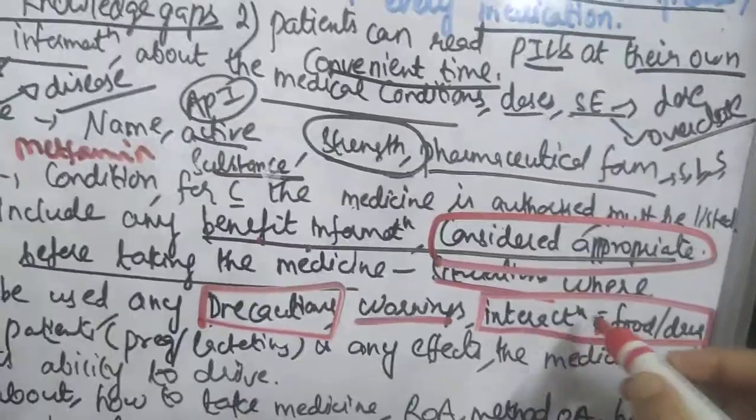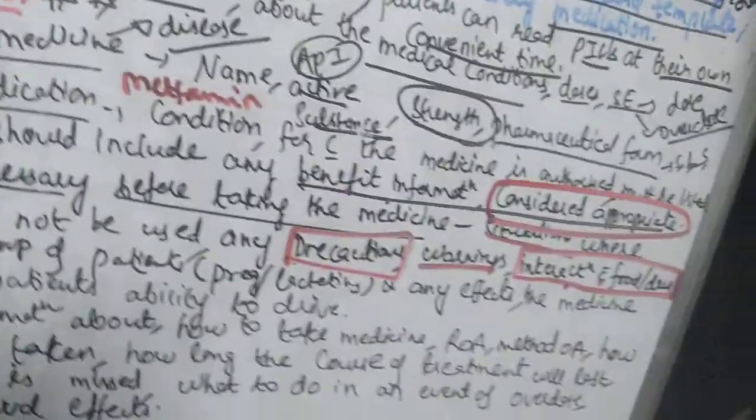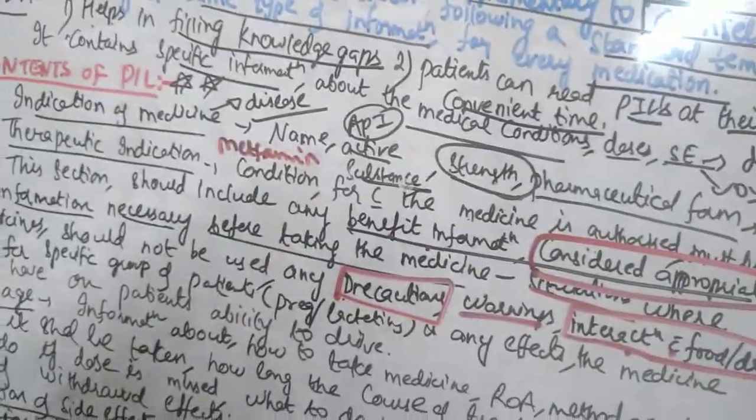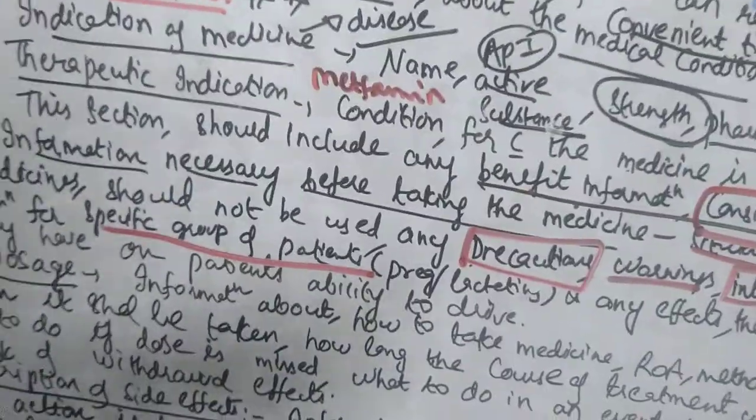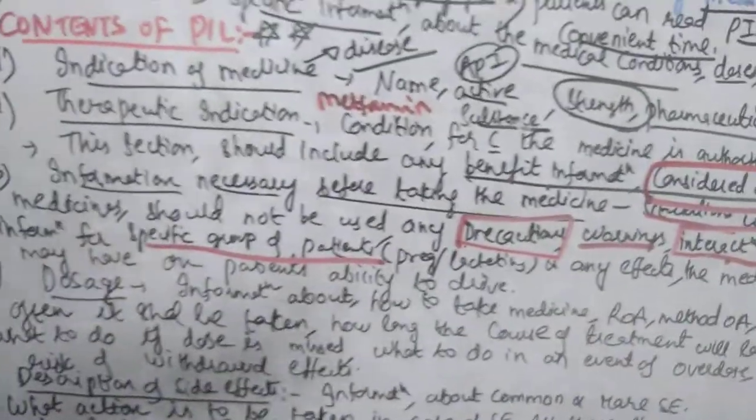Though we have already discussed this in patient counseling also, the pharmacist also discusses it, but if he misses anything, that can be read out in the PIL. Then information for specific groups of patients. I have told you there are a few patients in which you cannot take all the medicines.